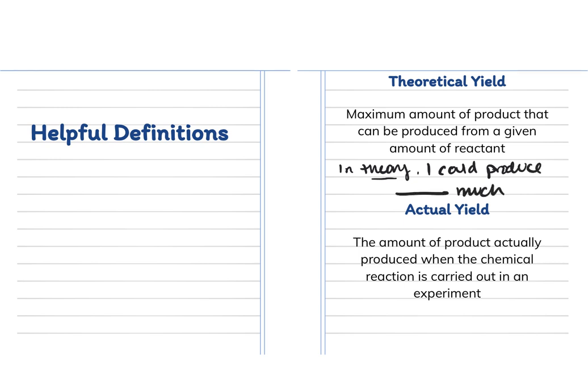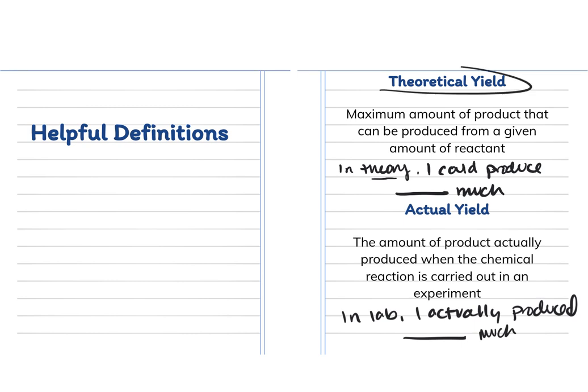The actual yield in comparison then is what you actually make. So sometimes things go wrong in chemistry. So in lab, I actually produced this much. So I kind of like to rewrite it like that. So you're comparing the two between your theoretical yield and your actual yield. You want these to be as close as possible, but sometimes things go wrong.